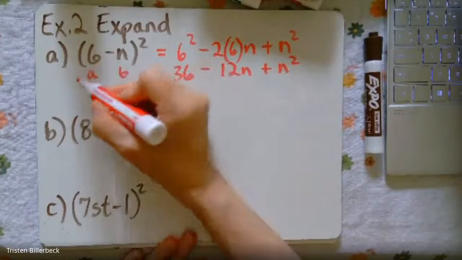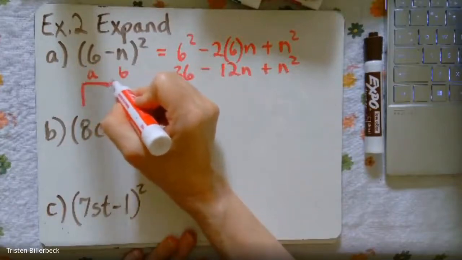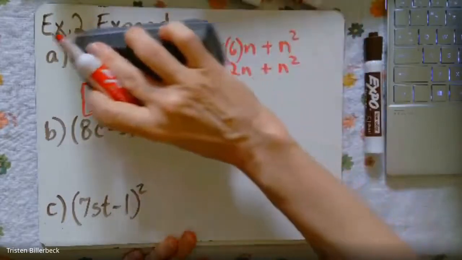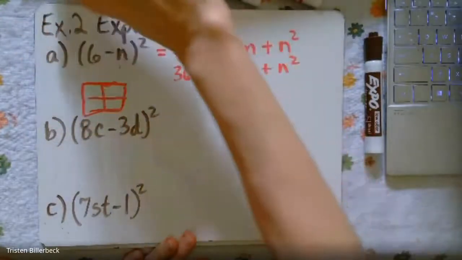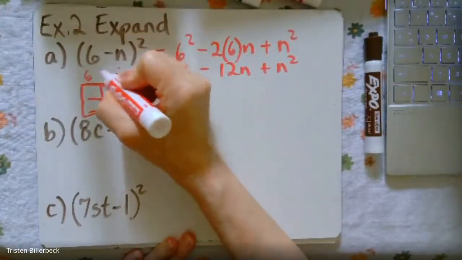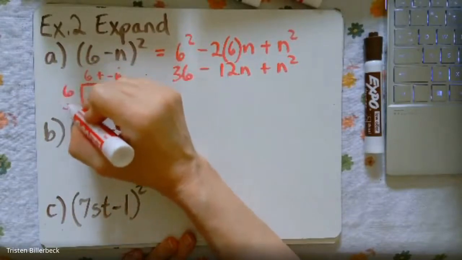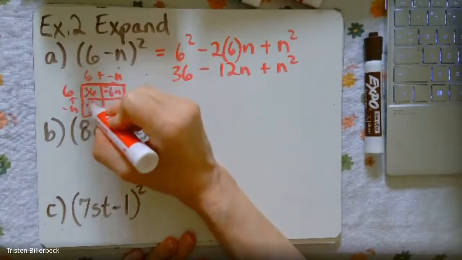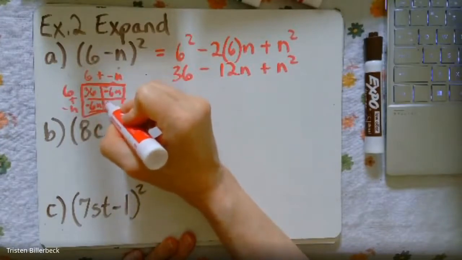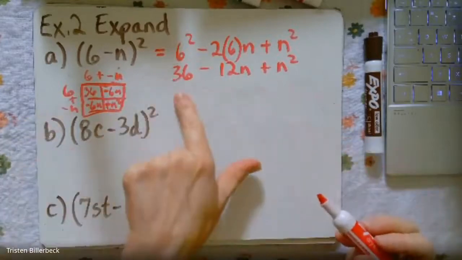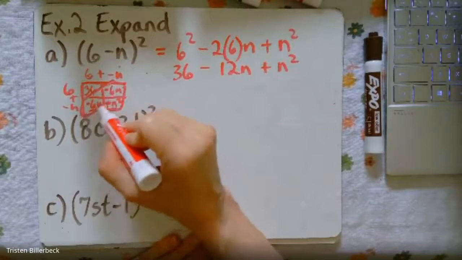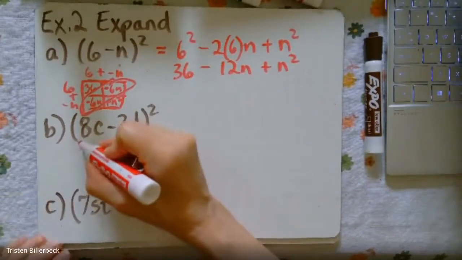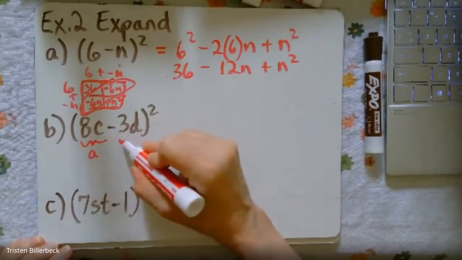If we had done a quick box method, 6 minus n, 6 minus n, that's 36 minus 6n minus 6n, and then plus n squared. So that's exactly what we got because we have like terms on the diagonal. So there we have it. Okay, so this is going to be our A. This is going to be our B.